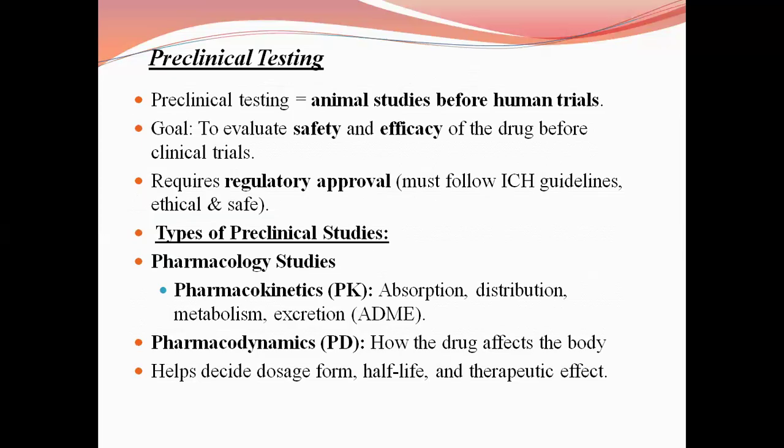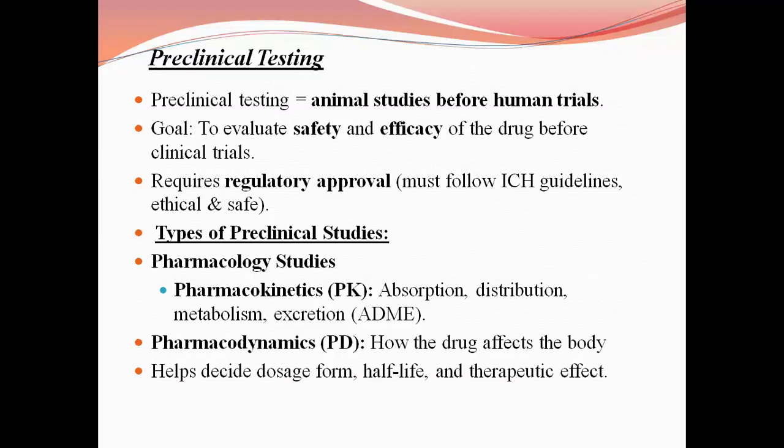Now, finally, we are after the dosage form is decided. Now we come to the preclinical testing of the drug discovery and development process. Preclinical testing is done only on animal studies before human trials, to evaluate the safety and efficacy of the drug before clinical trial, and requires regulatory approval.